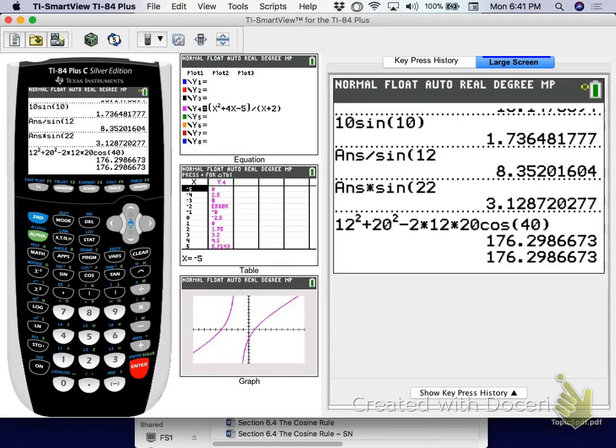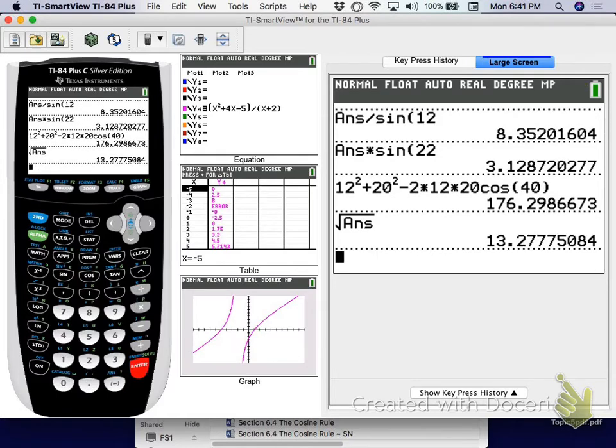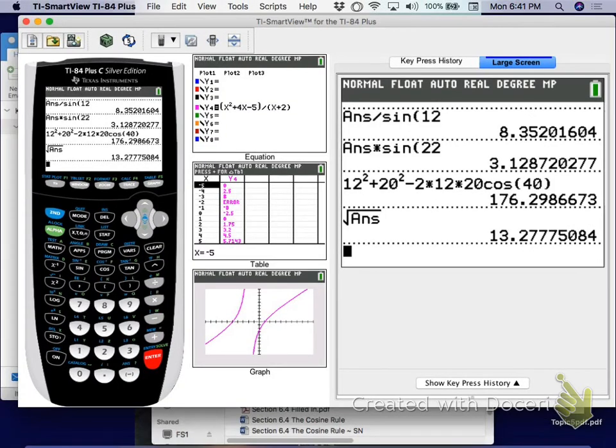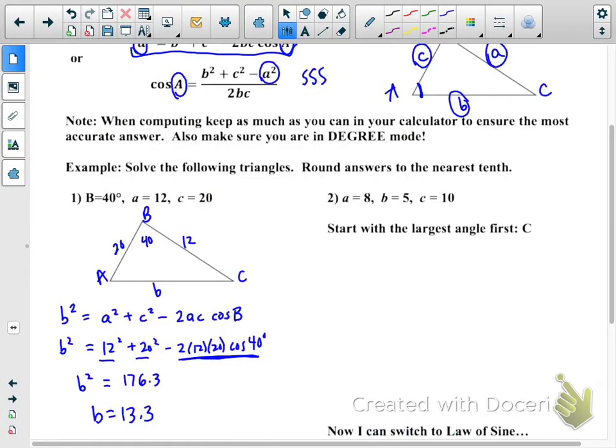I hit enter. Okay, so that's the number that I wrote down, but said, hey, don't really round this. Okay, I'm going to do the square root of that answer. Okay, and again, I hit second and the negative key to get that, or you could have stored it. And I end up with 3 sig figs again, 13.3. Okay, so now I know the 13.3, so let me put that in here.